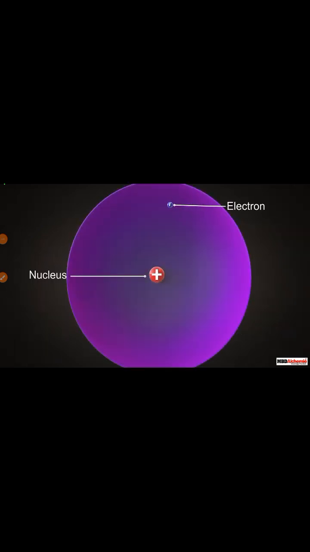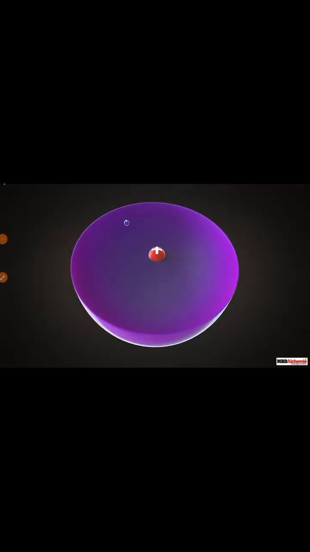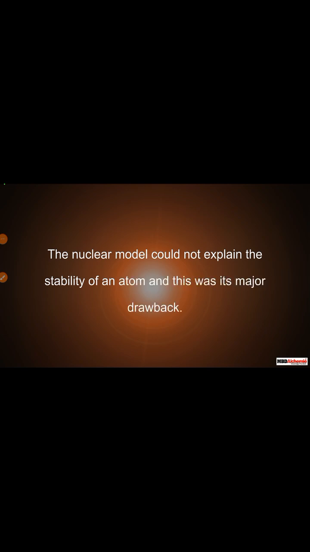But this model did not get much acceptance, as it said that the electron keeps revolving around the nucleus. However, later it was found that any charged body while moving in a circular motion undergoes acceleration. On undergoing acceleration, it should lose some energy. So the energy of the electrons should keep decreasing. As a result, the path in which the electron is moving should keep becoming smaller, and thus, finally, it should fall into the nucleus, and hence the atom should collapse. So, the nuclear model could not explain the stability of the atom, and this was its major drawback.